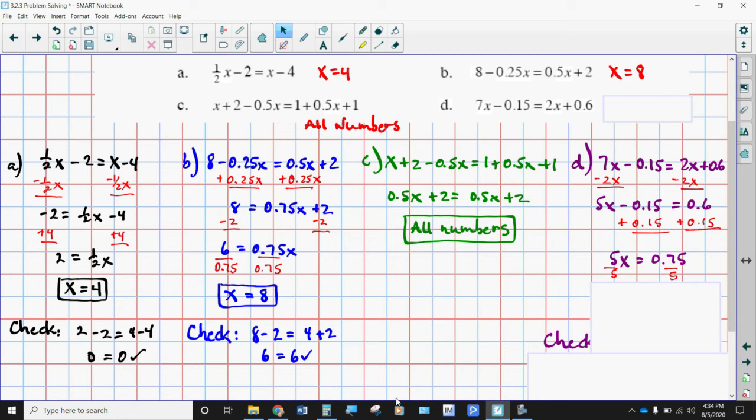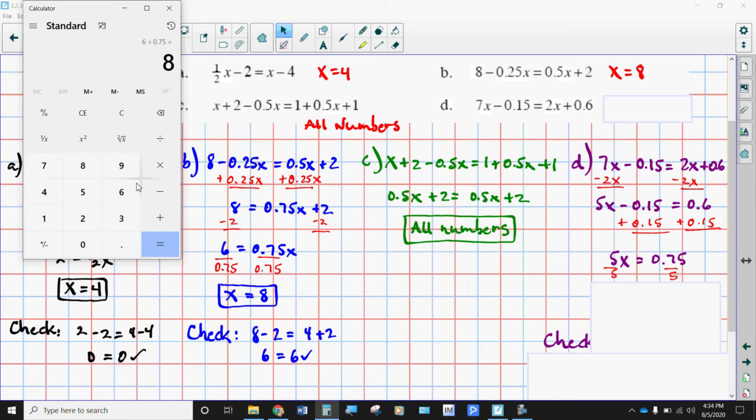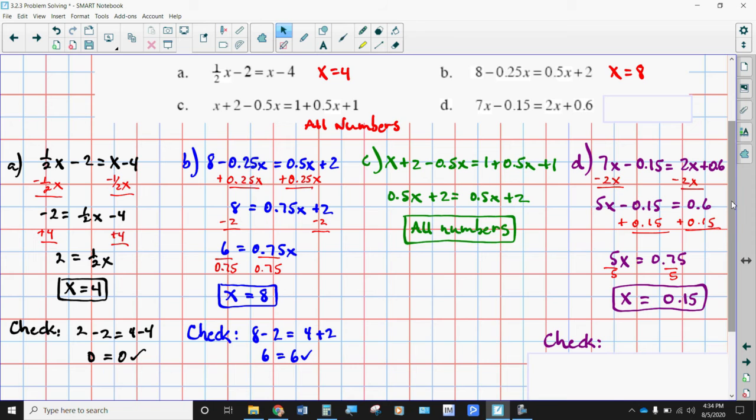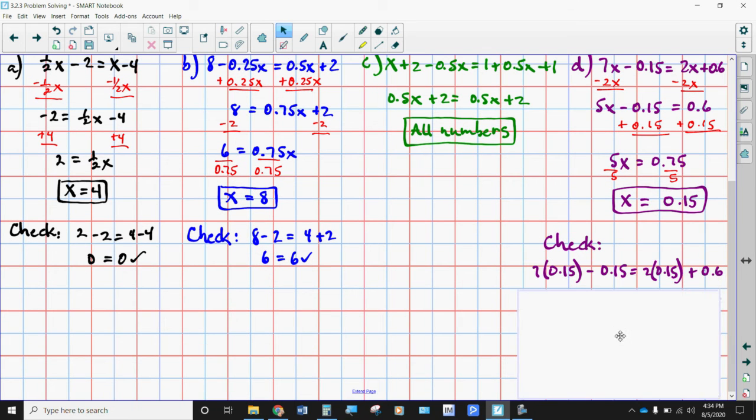And this is another one where the calculator comes in handy. You can take 7500, 0.75 divided by 5, and you get 1500. So 1500 should be the solution. So let's check that to see if it works.